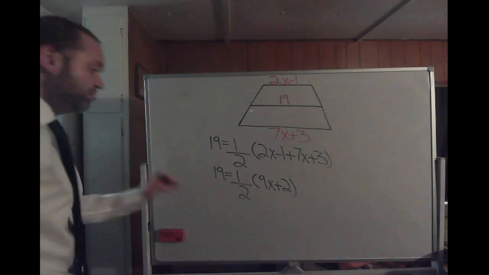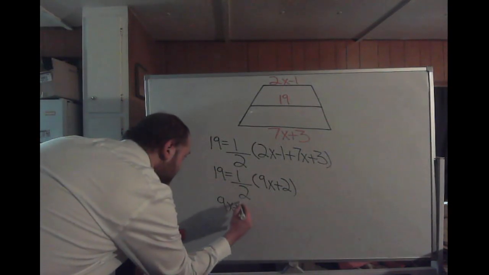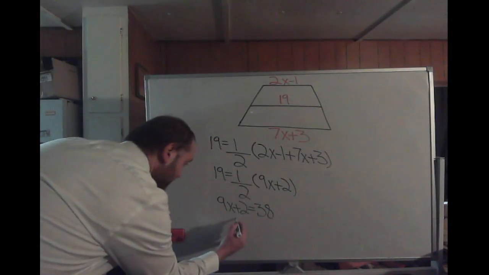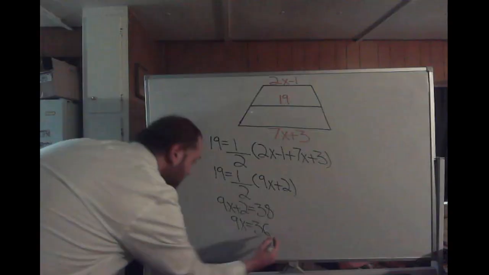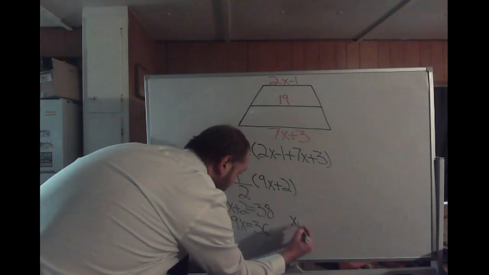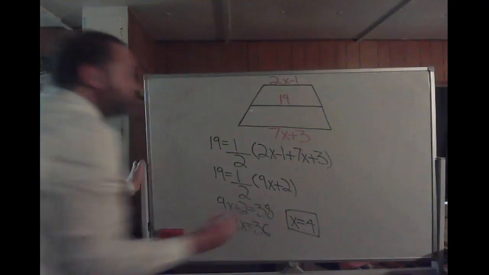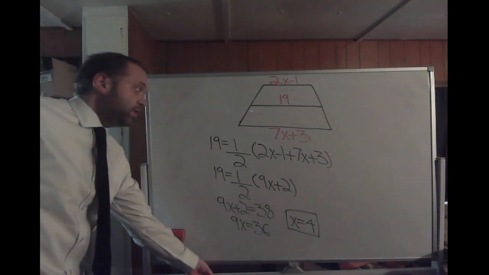Well, again, I don't think anybody cares to work with fractions, not whatsoever. So multiply both sides by 2, you'll end up getting 9x plus 2 is equal to 38, which means that 9x equals 36, which would give you that x equals 4. So the answer you should get for this one is that x equals 4.